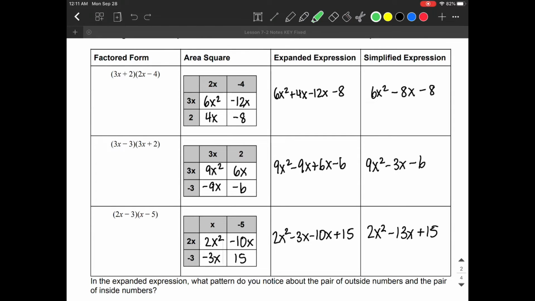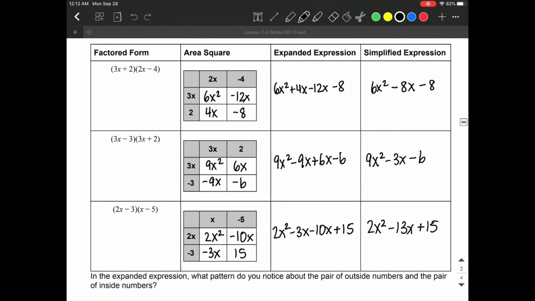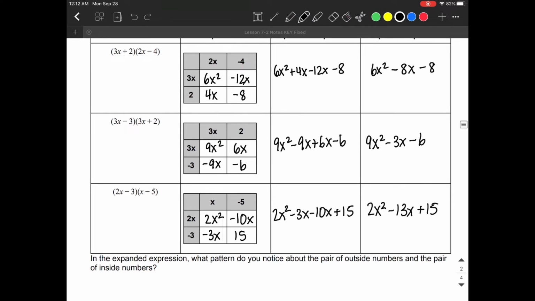So I'm going to look at the expanded expression. Maybe I can go back from my expanded expression to factored form. I'll have to do one extra step than I would if a was equal to 1. So let me look at the expanded expression and look for a pattern. If you look at the question below, in the expanded expression, what pattern do you notice?